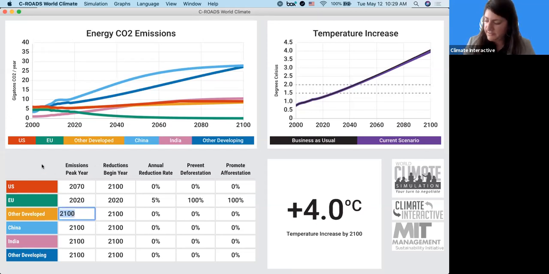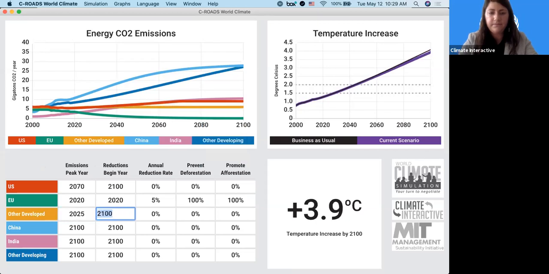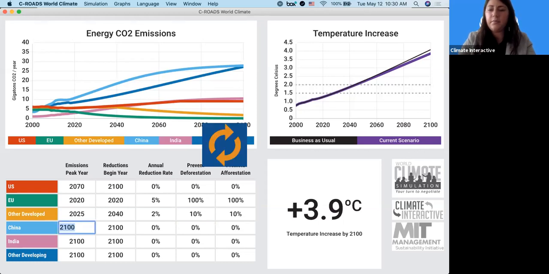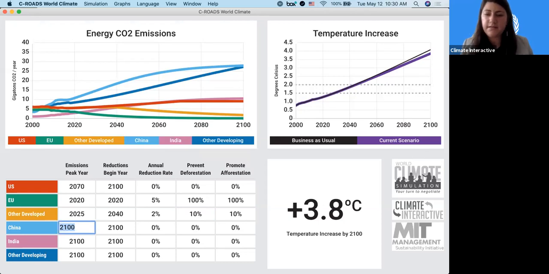Other developed countries have pledged to peak their emissions by the year 2025. We start to see that yellow line decreasing here. They'd like to reduce in 2040 at a rate of 2%. So again, we're seeing that yellow line decrease and emissions reaching quite low by the year 2100. And for their afforestation efforts and their deforestation efforts, they'd like to contribute about a 10% effort. So we start seeing that temperature numbers start moving lower to a 3.8 degree temperature increase.